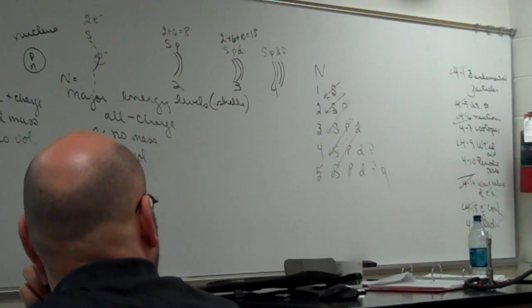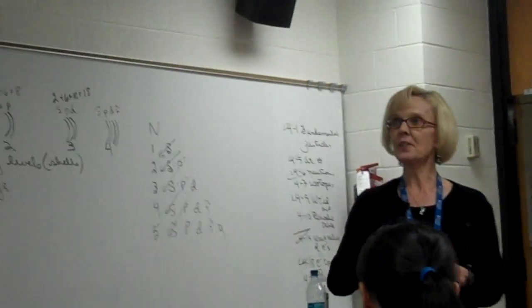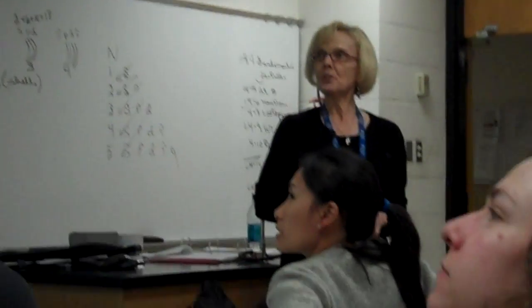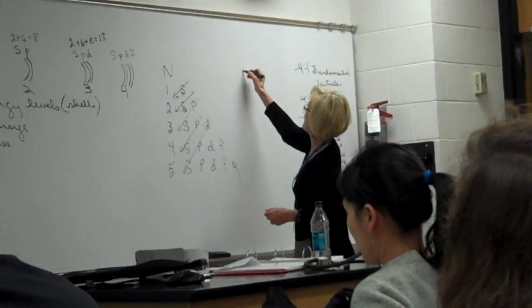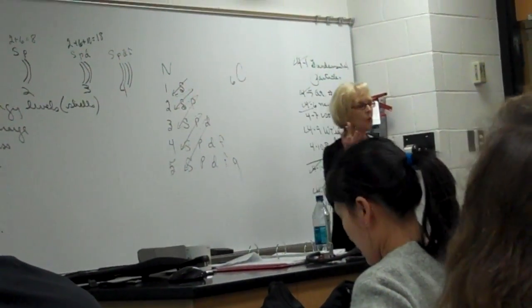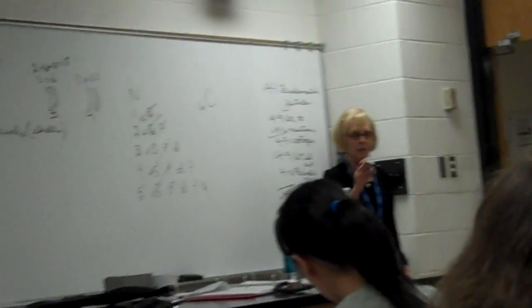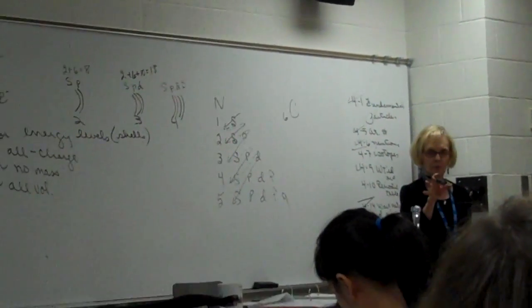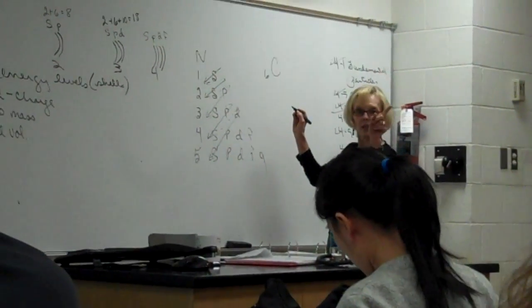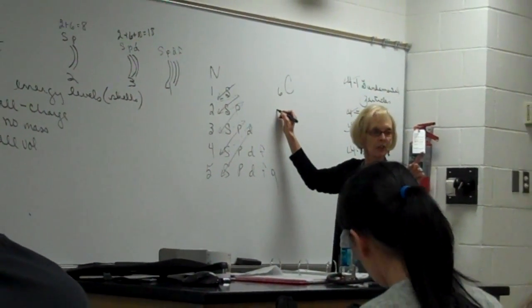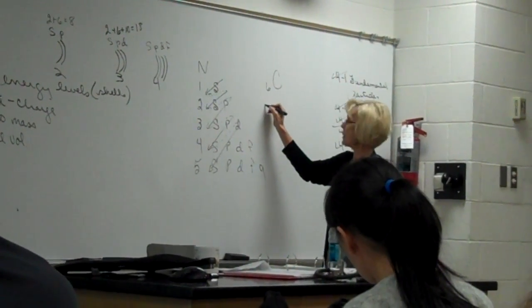Now, electron configuration. Okay, since you all are dying to know and can't wait till next week, I want to do the electron configuration of carbon. How many electrons do I have? I got 6. Here's what I do. I want the electron configuration of carbon. That's the question.